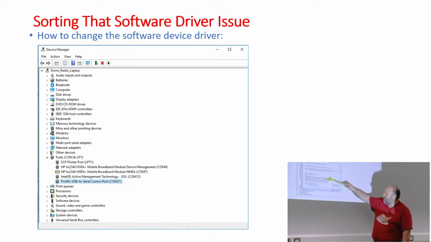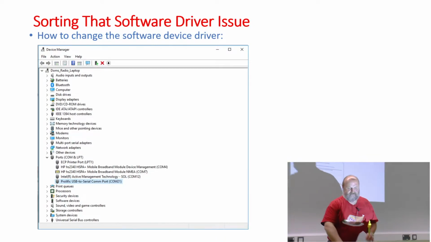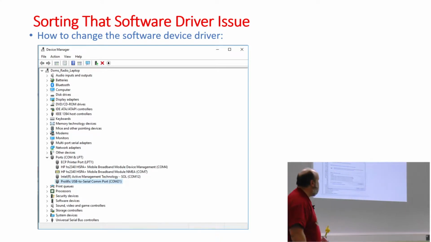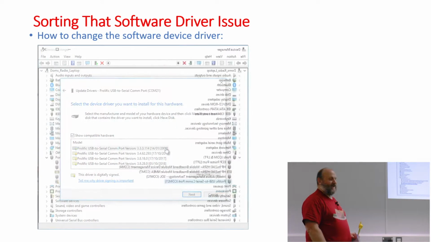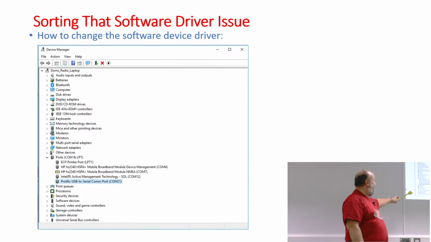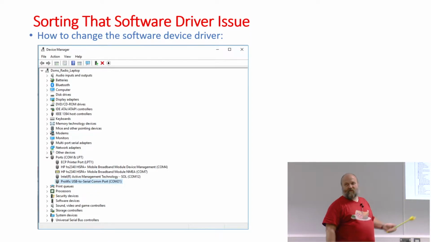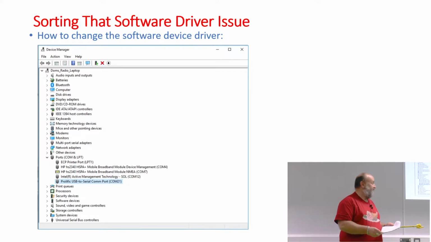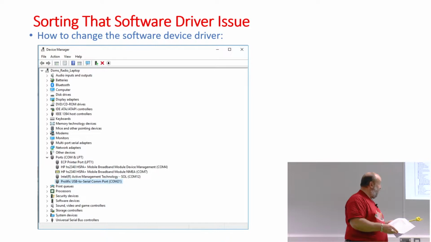So you just select that, click next, and hey presto, the little yellow warning triangle has disappeared, and you can now see that that COM port is now working and ready for use.